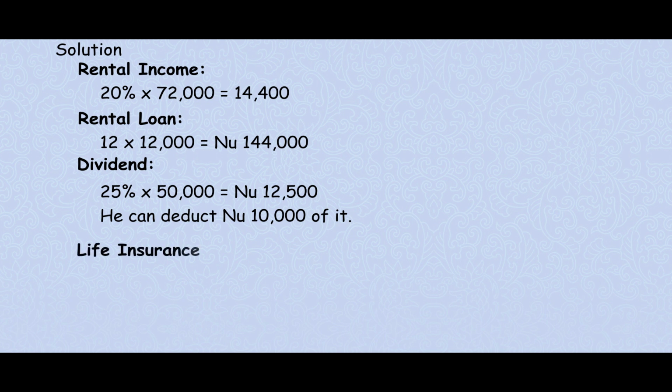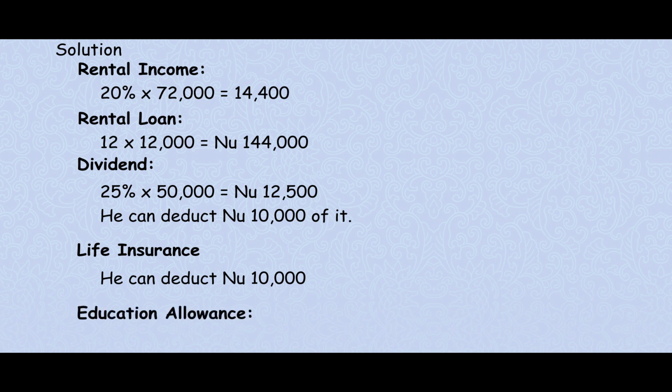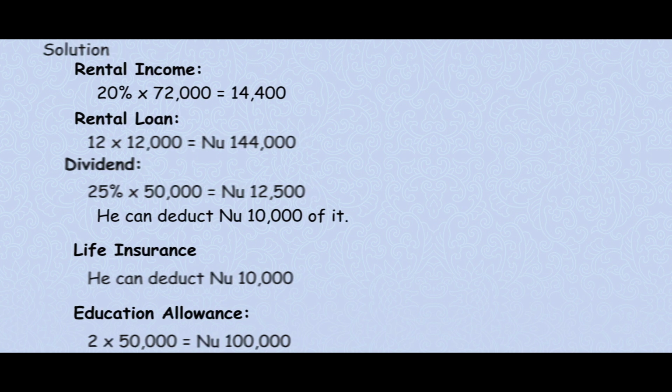Then the next one is life insurance. He can deduct Nu 10,000 directly. How much he is paying, that much he can deduct. Then the last one is education allowance. In the deduction, it was up to Nu 150,000 per child. But in his case, the expenditure was only 50,000 per child. Since he has 2 children, it is 2 times 50,000, which gives 100,000. So this is the calculation of each individual deduction.